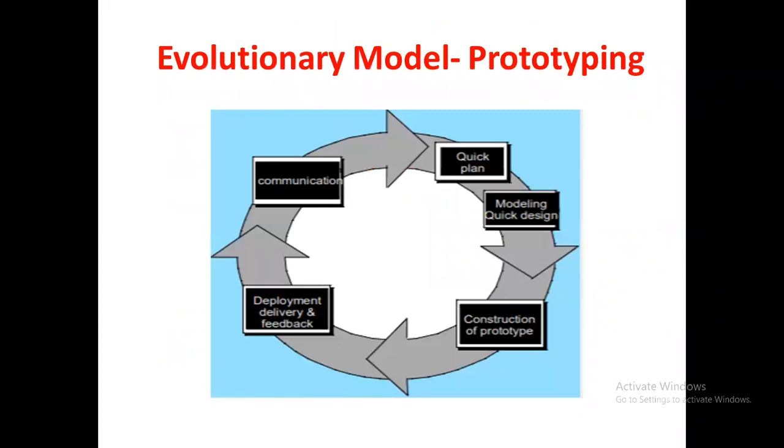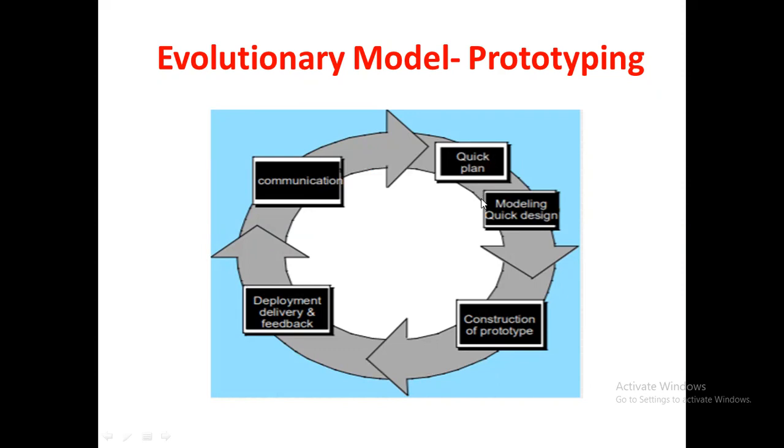So these are the stages involved in the prototyping model. The five stages in the prototyping model: it starts with communication, followed by quick plan, quick design, then construction of prototype, deployment, delivery, and feedback. And from the diagram, you can see this is an evolutionary model.